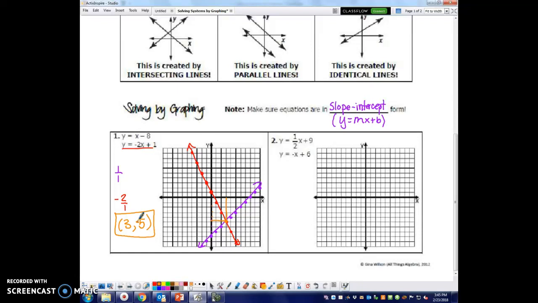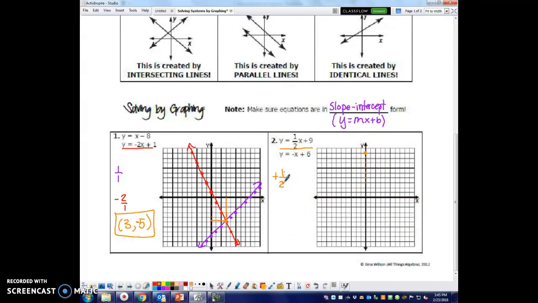Okay, so let's look at number 2. Y equals 1/2 x plus 9. What do we start off with? That plus 9. So we go up. 1, 2, 3, 4, 5, 6, 7, 8, 9. The slope is a positive 1 over 2, right? So as you read like a book, it should be going up.